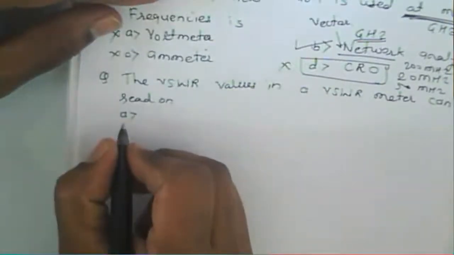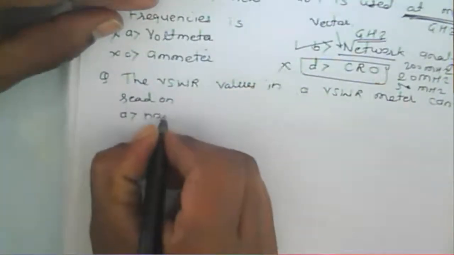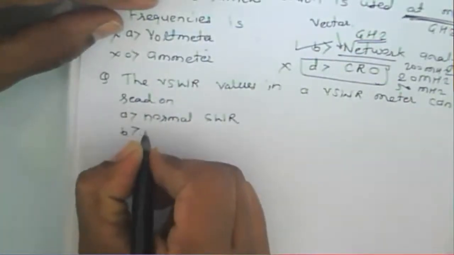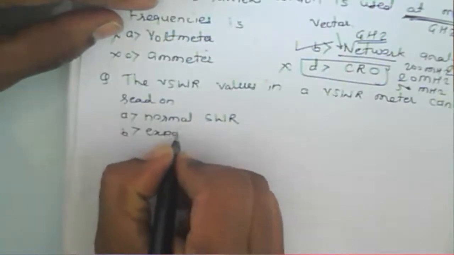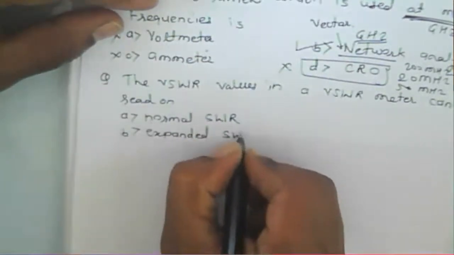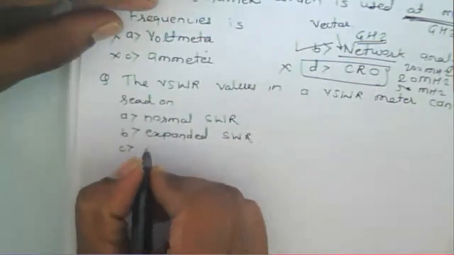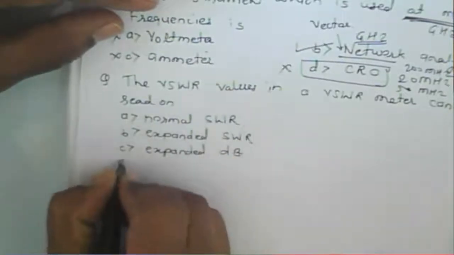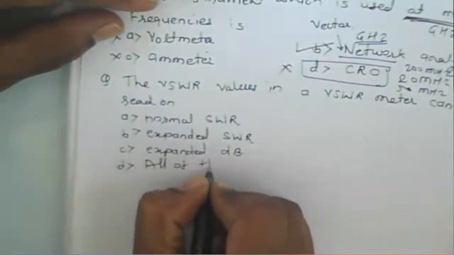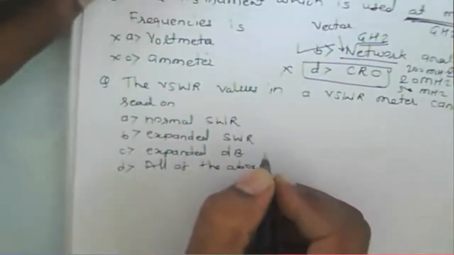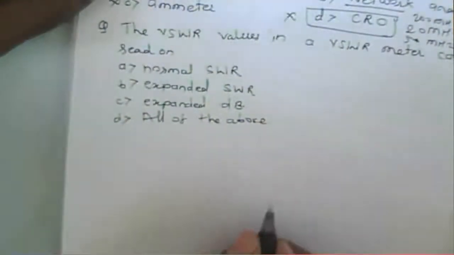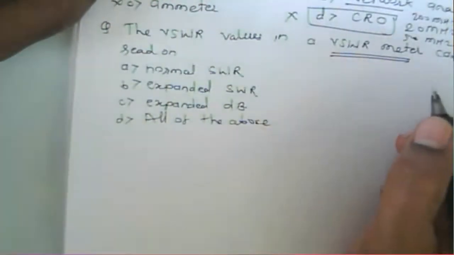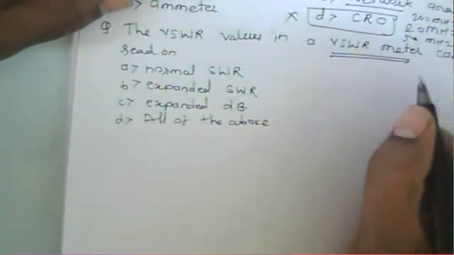Next, the VSWR value in a VSWR meter can be read on: A, normal SWR; B, expanded SWR; C, expanded DB; and D, all of the above. Please type your answer for this question. The VSWR values in a VSWR meter. In a VSWR meter, what will the values be?